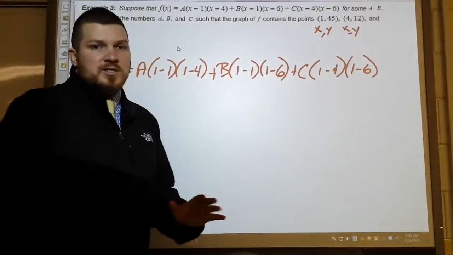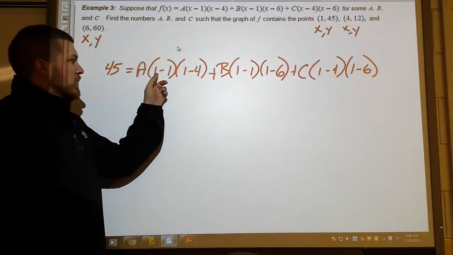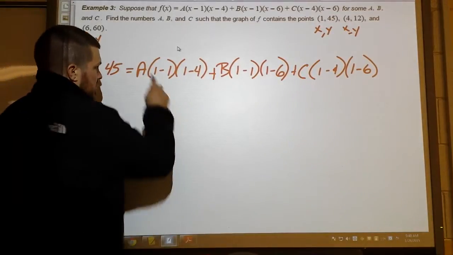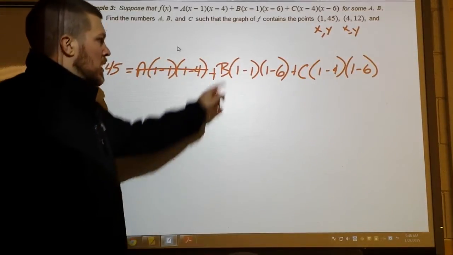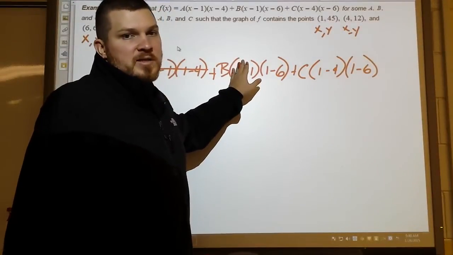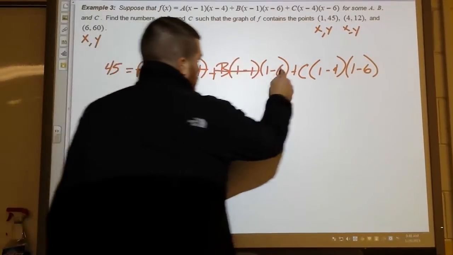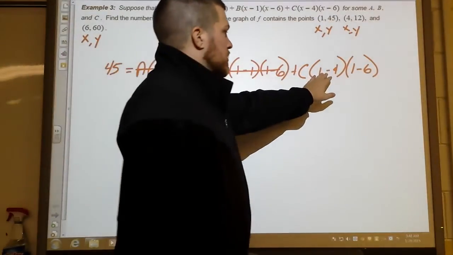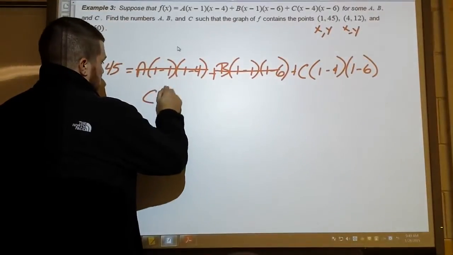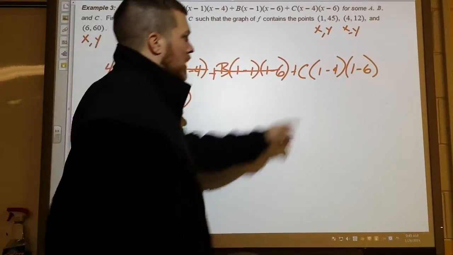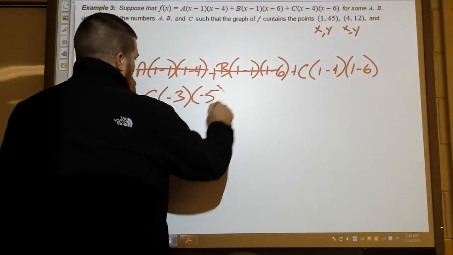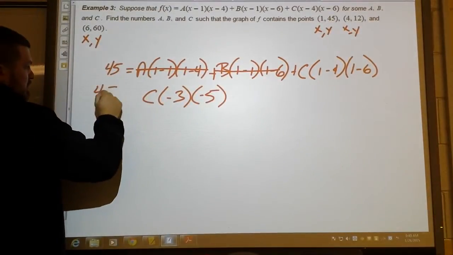Now, I want to clean this up as much as possible. In my first term, 1 minus 1 is 0. Anything times 0 cancels out, so this piece is gone. Same thing happens in the second term. 1 minus 1 is 0, so this piece cancels out and is gone. The only piece remaining is my third term. So I have 1 minus 4, which is negative 3, so c times negative 3, and 1 minus 6, which is negative 5. And 45 just falls down.